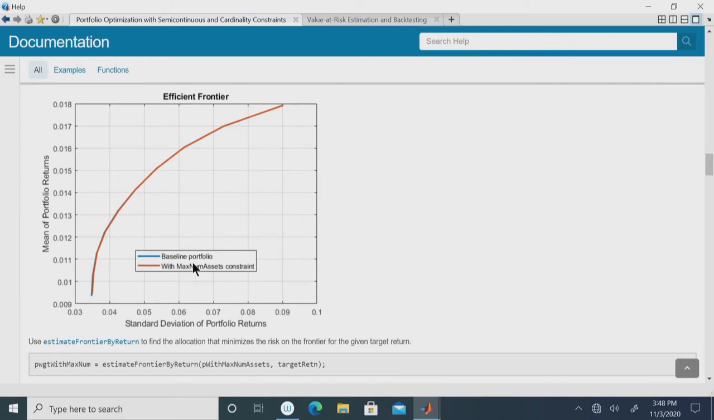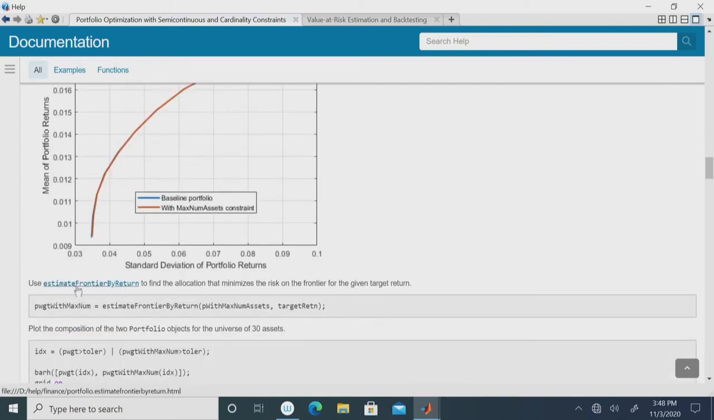Now, once we have this, we use the command estimate frontier by return, and the goal of this is to find an optimal allocation which minimizes the risk on the frontier for a given target return. Once you have set a certain target return, it is going to figure out the portfolio with the minimum risk.